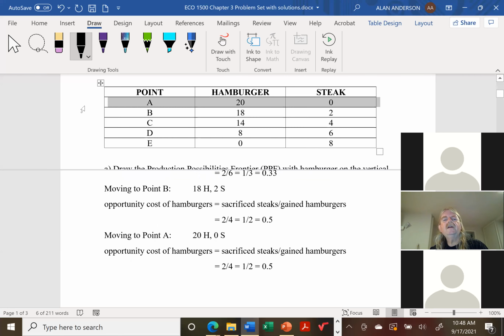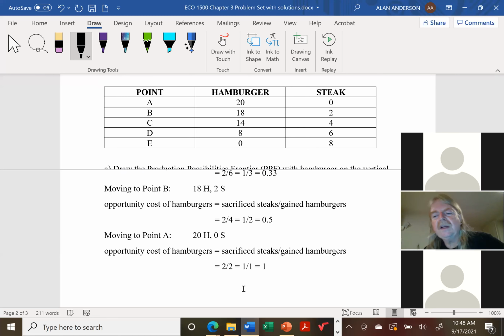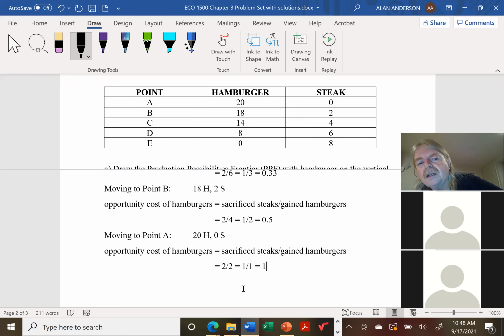And now from B to A, you can see I gained 2 burgers and I lost 2 steaks. So therefore, this is now up to 1. So each new hamburger requires me to give up a full steak. So you're giving up more and more steaks to get hamburgers as you go up the curve. Now, what that usually means in practice is that unless the price of the hamburger suddenly goes up through the roof, you may not want to produce at point A or even point B.